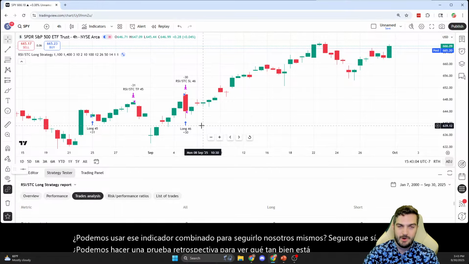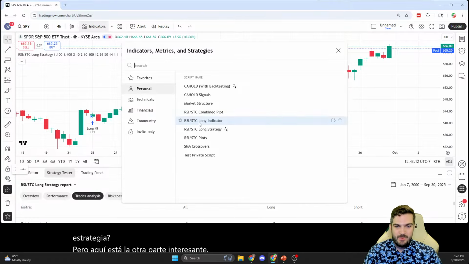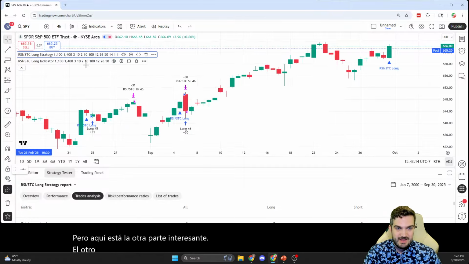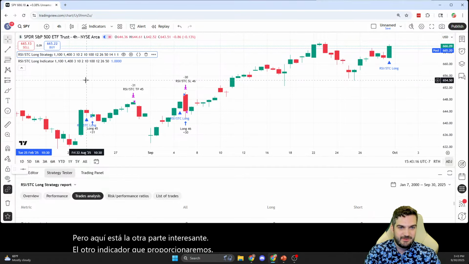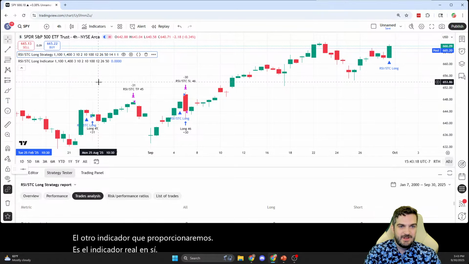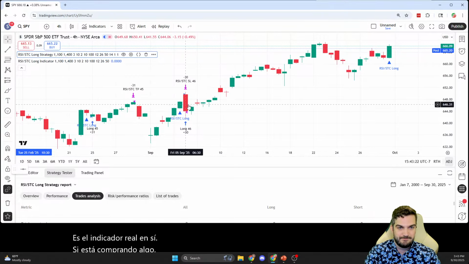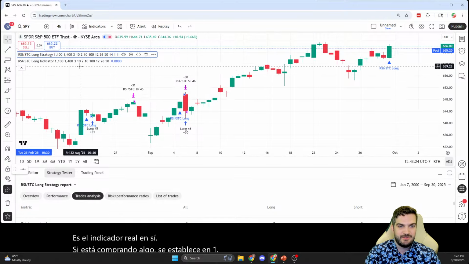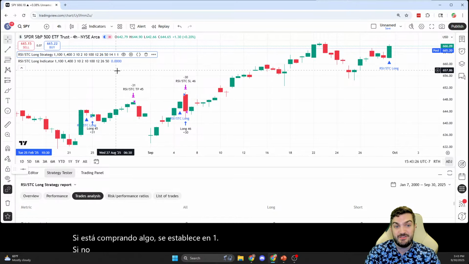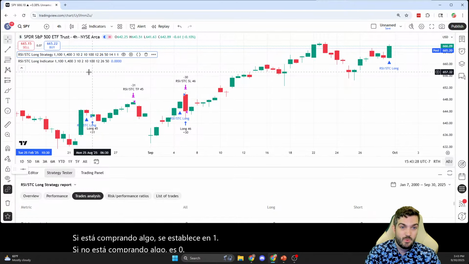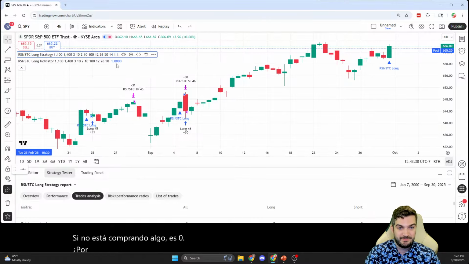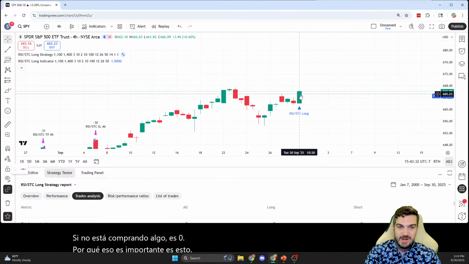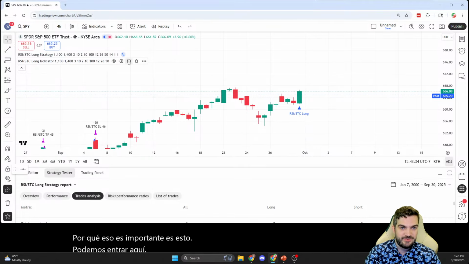But here's the other cool part. The other indicator that we will provide is the actual indicator itself. If it is buying something, it sets itself to 1. If it is not buying something, it's 0. Why that matters is this. We can go in here and we can set an alert.